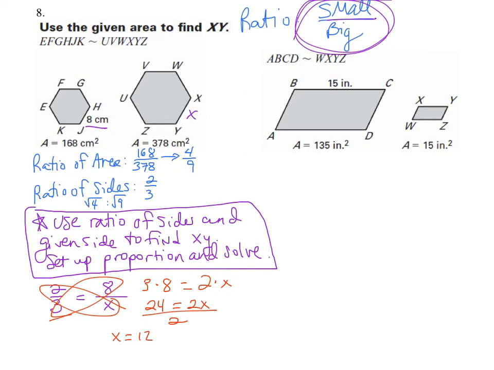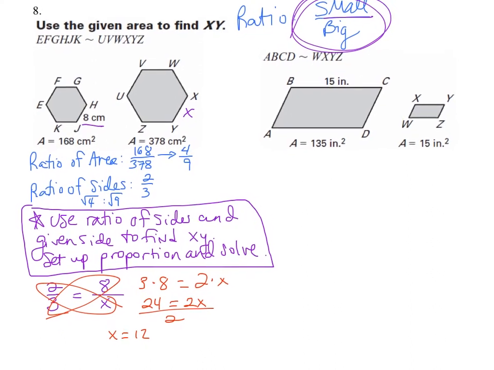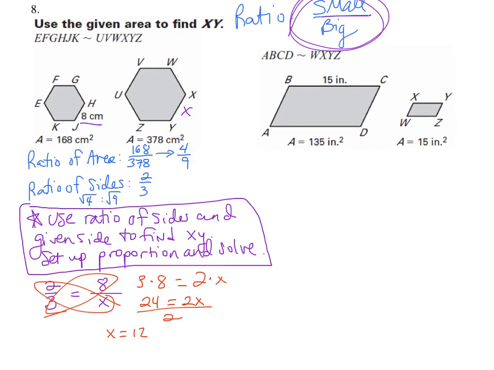So that means that my XY, or my segment XY, sorry about that, so segment XY is equal to 12, and this will be centimeters. All right, so for my next figure, again, we need to start with the ratio of the areas, since that's the two numbers that we do have, and then move to the ratio of the sides.